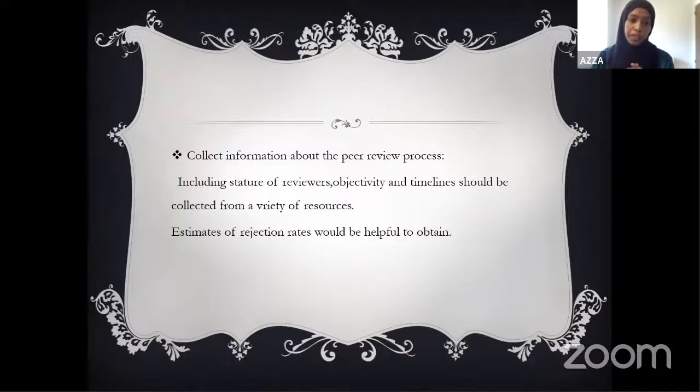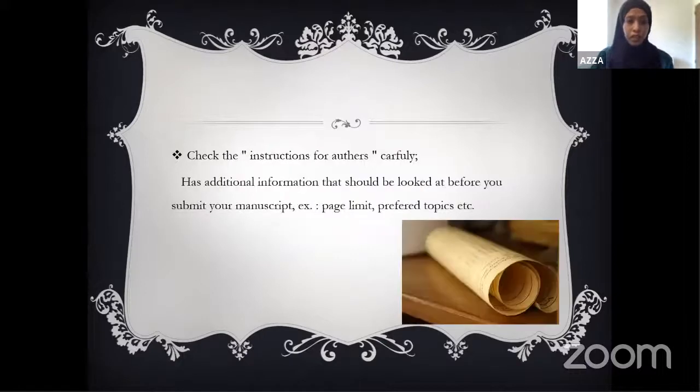You also need to collect information about the peer review process. It includes the stature of the reviewers, the objectivity, and the timeline, and should be collected from a variety of resources. Estimates of the rejection rates would also be helpful to obtain. One last helpful tip is to check the instructions for authors carefully. Each journal has specific instructions they want you to abide by, and it gives you additional information before you submit your manuscript, such as page limit, preferred topics, etc.